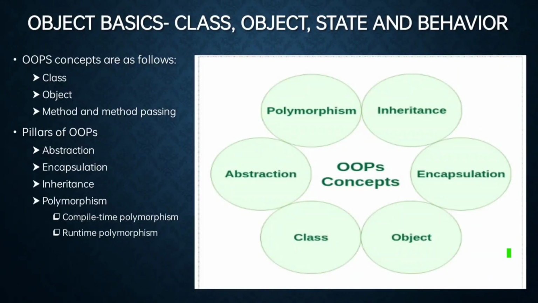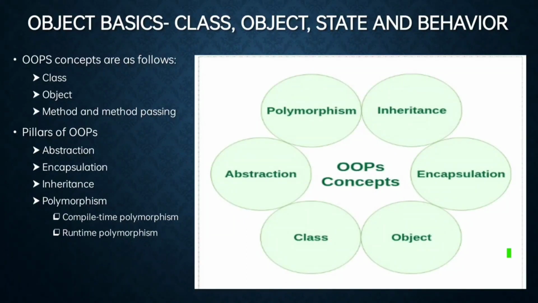Now let's cover some of the object-oriented basics, such as class, object, state and its behavior. Object-oriented programming concepts are as follows. We have class, object, method and method passing. Now the pillars of object-oriented programming are abstraction, encapsulation, inheritance, polymorphism. And polymorphism is of two types: compile time polymorphism and runtime polymorphism. So we'll discuss class, objects and all of these object-oriented programming concepts in our coming sessions.